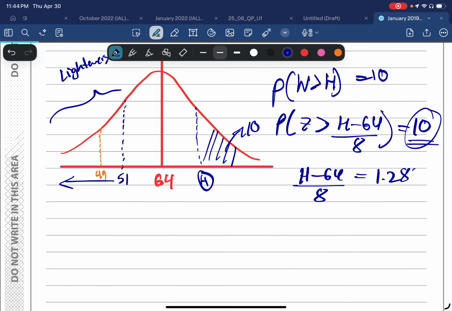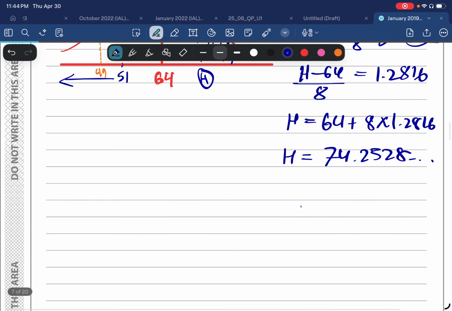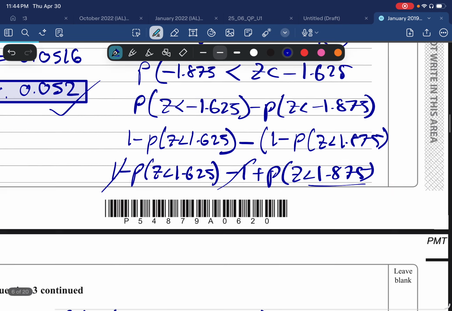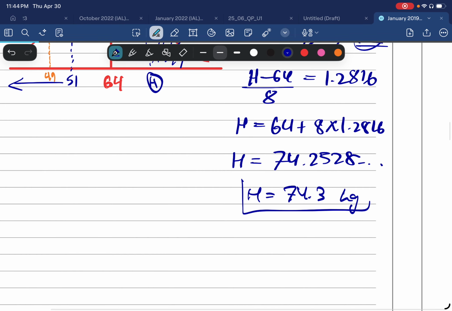So we can say that h minus 64 over 8 is equal to 1.2816. So h is equal to 64 plus 8 times 1.2816. And this gives us a value of 74.2528 dot dot dot. So h is equal to 74.3 kilograms, to 3 significant figures.